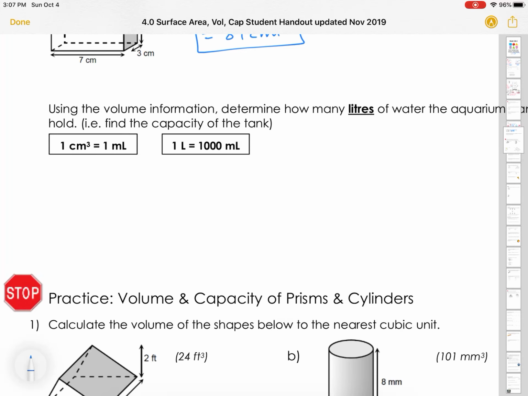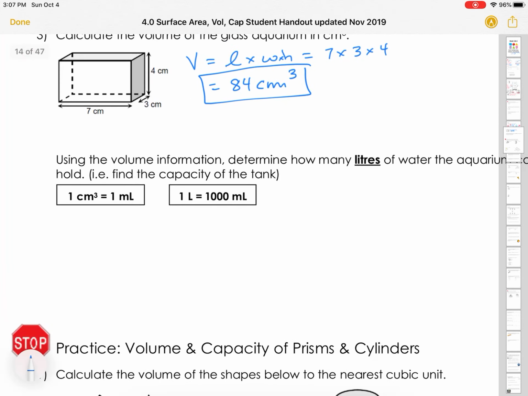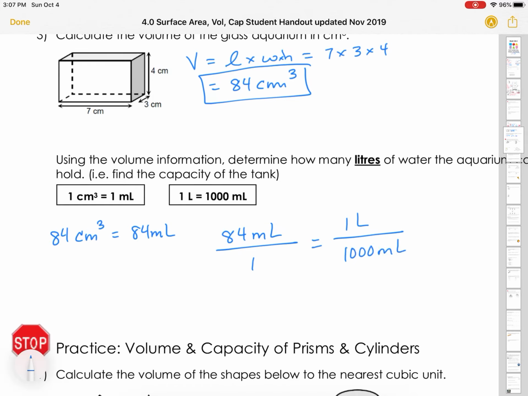So, we have 1 centimeters cubed is equal to 1 milliliter, and 1 liter is equal to 1,000 milliliters. So, if we have 84 centimeters cubed, that means we have 84 milliliters. So if we want to find out how many liters, we have to set up a ratio. 84 milliliters over 1 is equal to 1 liter over 1,000 milliliters.